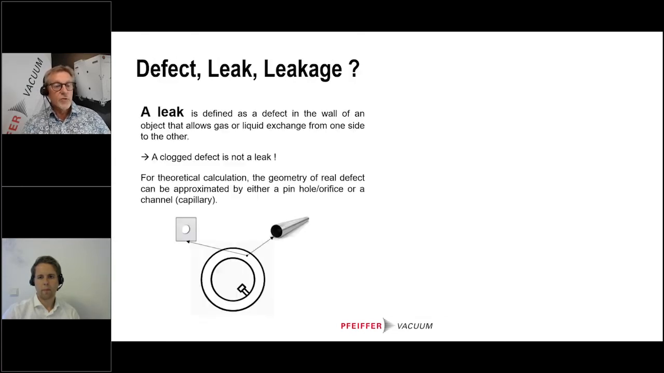So first, just to remind what a leak is. A leak is a defect in the wall of an object, of a container, that allows gas or liquid exchange from one side to the other. So for us, if there is a liquid or gas exchange, there is a leak. Of course, if you have a defect and this defect is blocked, there is no leak, but there is still a defect. For theoretical calculations, the geometry of the real defect can be approximated by either a sharp edge orifice or pinhole, or a channel, or microchannel, or capillary.